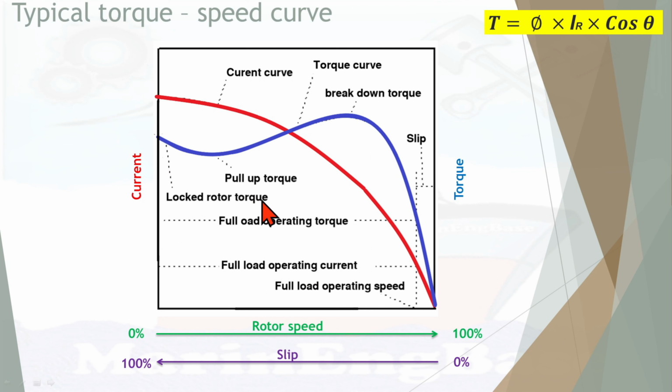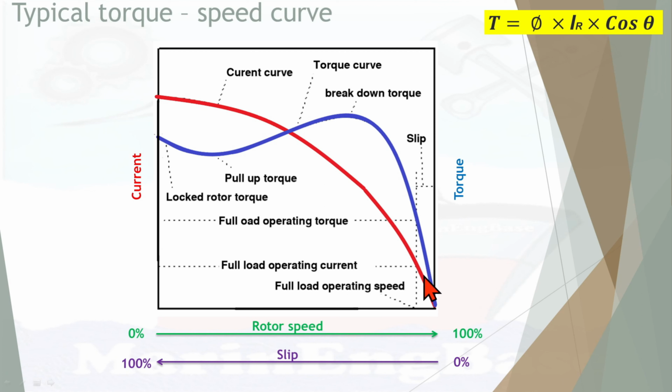For examination purposes, I will explain the same diagram again. The torque curve and the current curve are there. The rotor speed goes from 0 to 100% along this green line, and the slip is the inverse of the rotor speed. From the beginning, the slip is 100%. When the speed is 100%, the slip is 0.